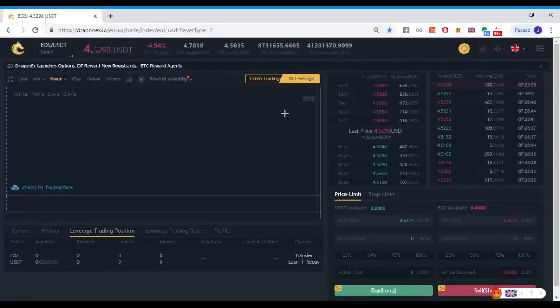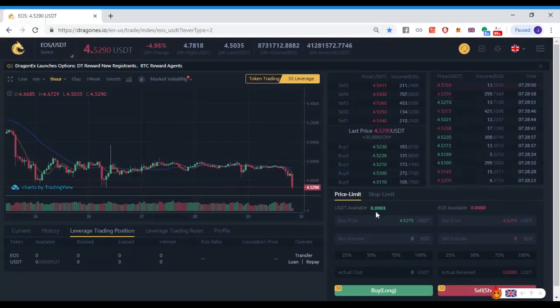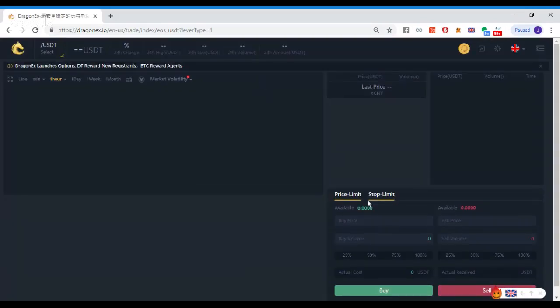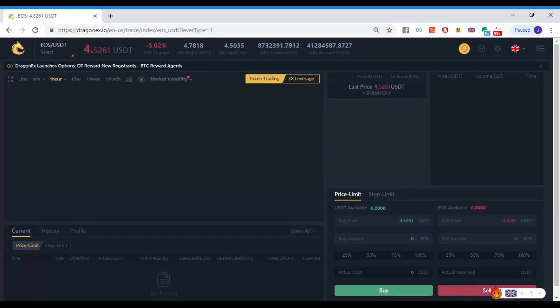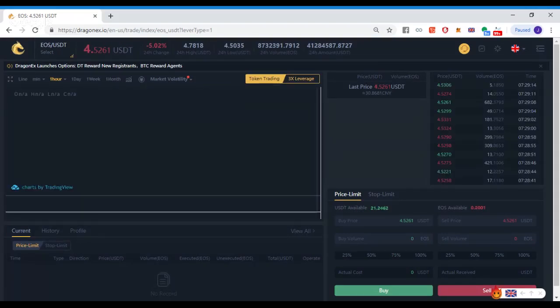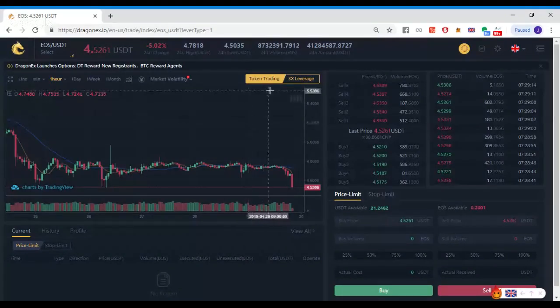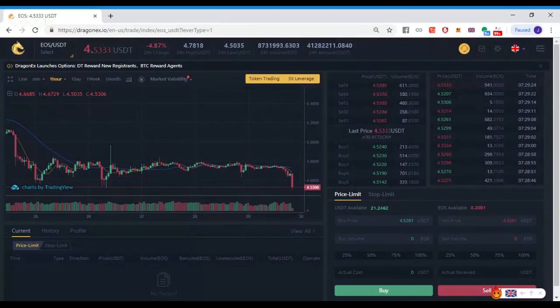When we come over here to the 3x leverage account, we can see that we have 0.0003 of a penny. No USDT available, no EOS available. But when we come back over here to the token trading side, we can see that our available balance is $21.24. Remember, whatever leverage account you're in, the funds are not going to show up in another account.